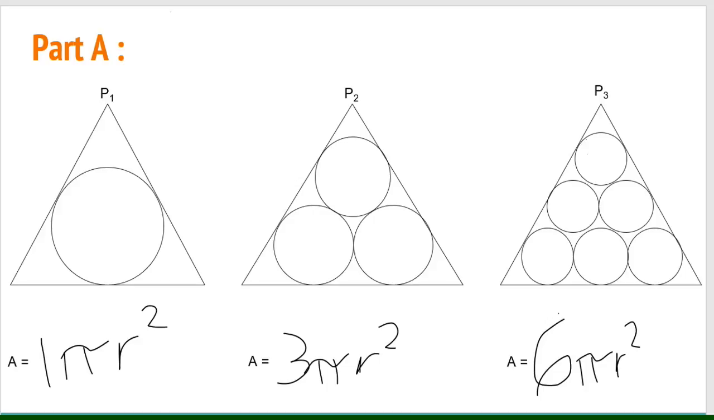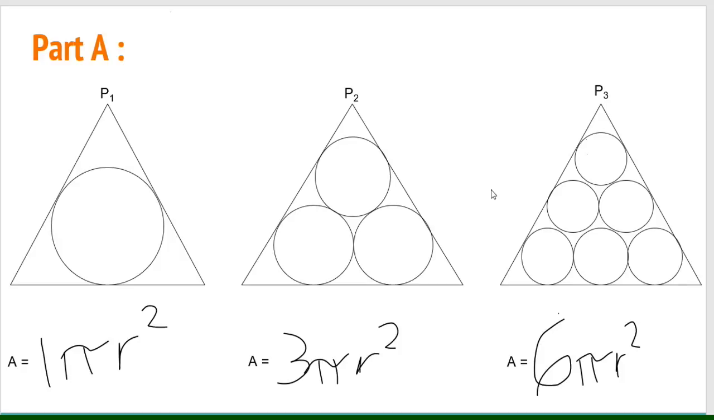We can see that here in P sub 1, there is 1 row of circles and 1 circle inscribed in the triangle. P sub 2 has 2 rows of circles and 3 circles inscribed in the triangle. And P sub 3 has 3 rows of circles and 6 circles inscribed in the triangle.